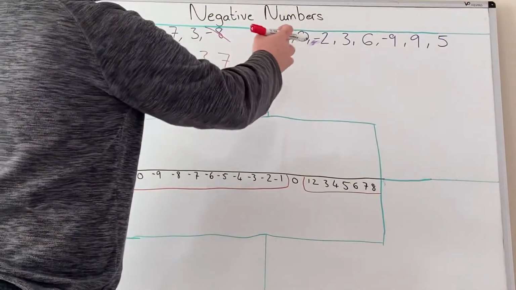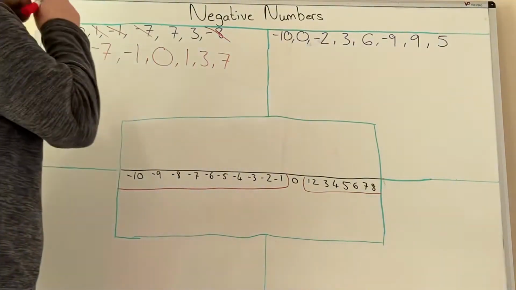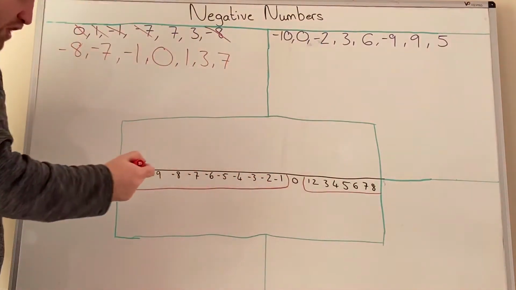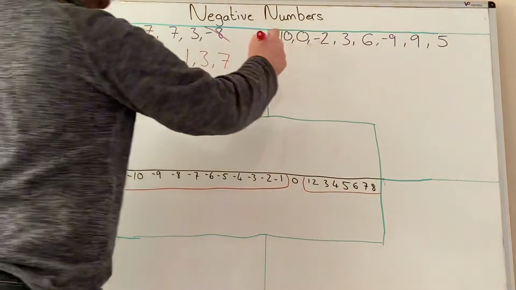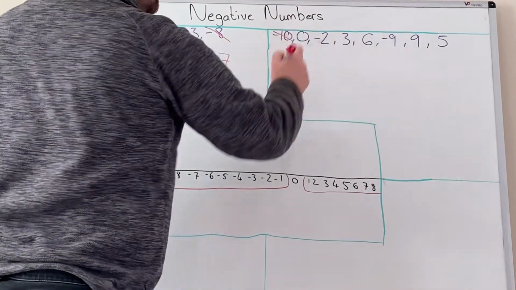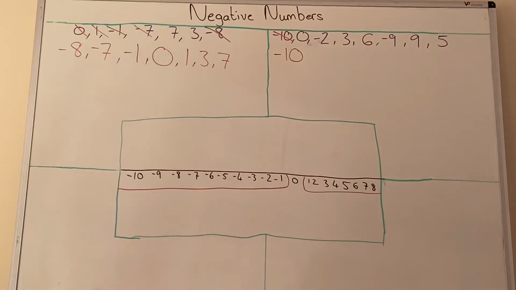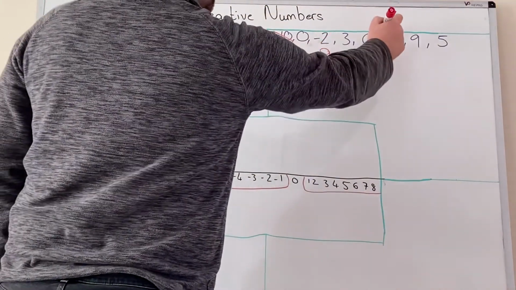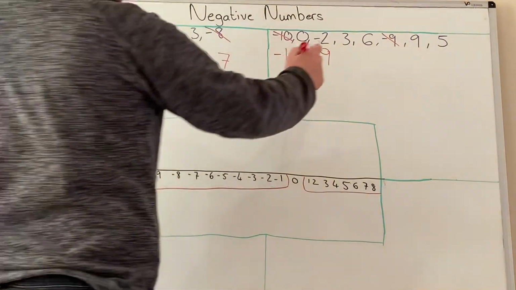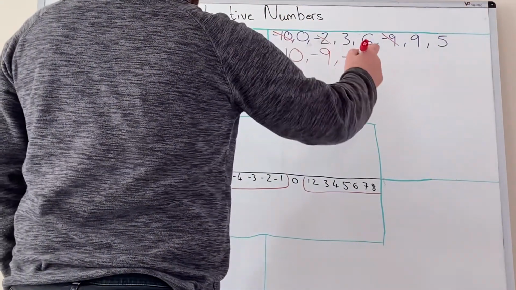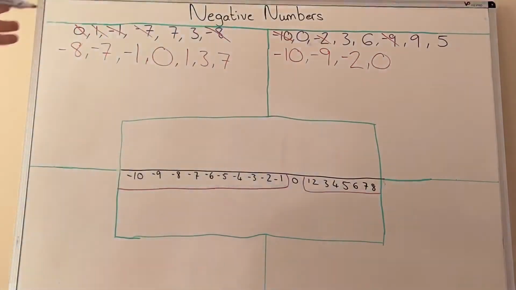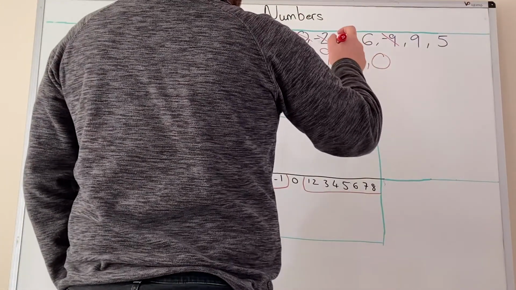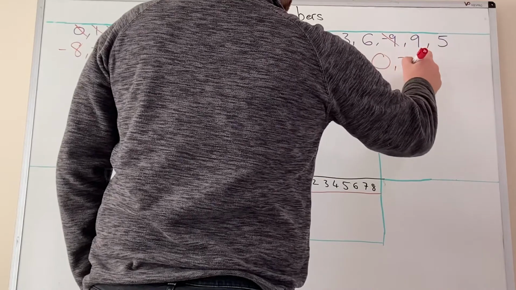We've got -10, 0, -2, 3, 6, -9, 9, and 5. Out of those numbers, which number is furthest to the left on the number line? It's -10. Cross it off when you've dealt with it. Next one then, do we have a -9? We do have a -9 in that list. Cross it off. Next one then, -2, and then 0. If you want to have a go at this on your own, by all means have a go at it on your own. Then we got 0, which we've dealt with, crossed off. Then we're going to go 3, 5, 6, 9.